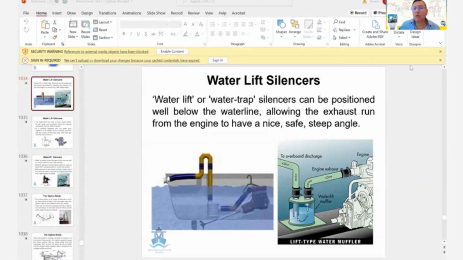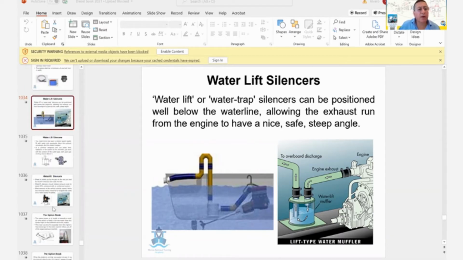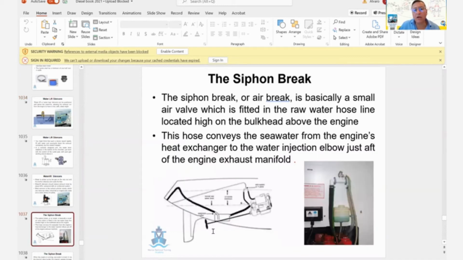This is the situation with the muffler. The muffler should be located below the level of the bottom of the generator. Okay, one anti-siphon, guys. Look, this is the output of the heat exchanger, and this is the elbow. If the engine is located below the water line, you need to install that anti-siphon passing the level of the water line. This is not the water line. The water line is this.